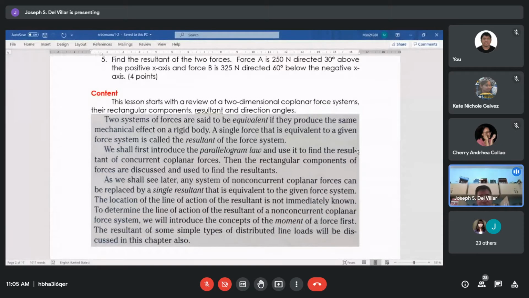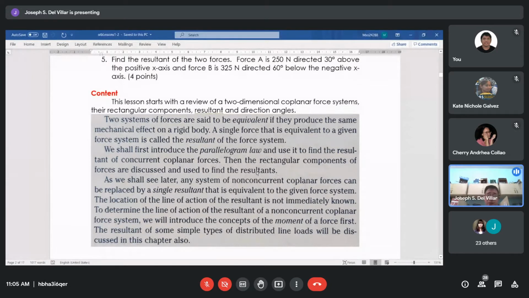It is not the usual addition like 10 plus 5 plus negative 6. It is not like that, no? It's not the simple addition that is referred to by the summation, but we are going to sum up all the forces vectorially, no? So meaning to say, we sum up all the horizontal components as well as the vertical components, and then we apply the Pythagorean Theorem to come up with the resultant.